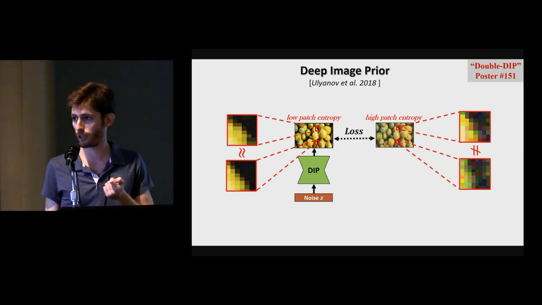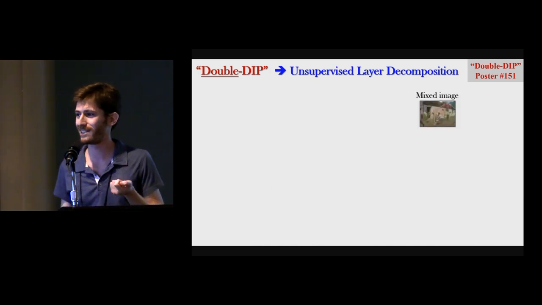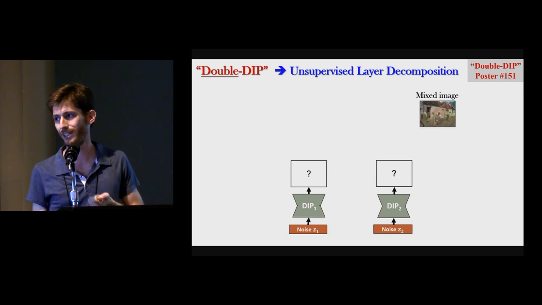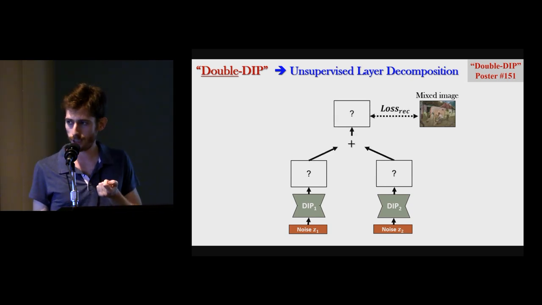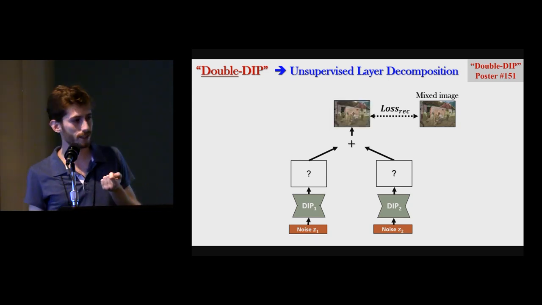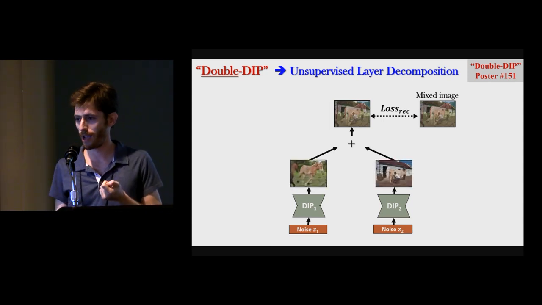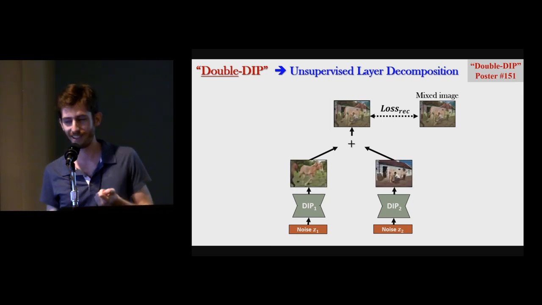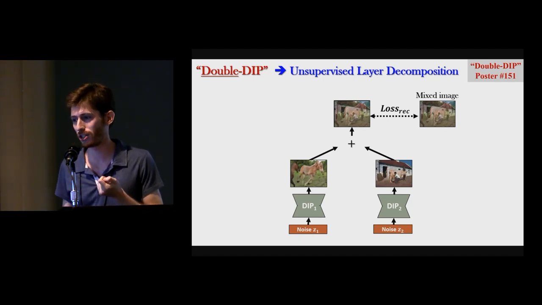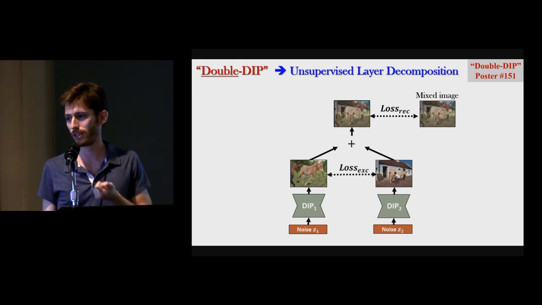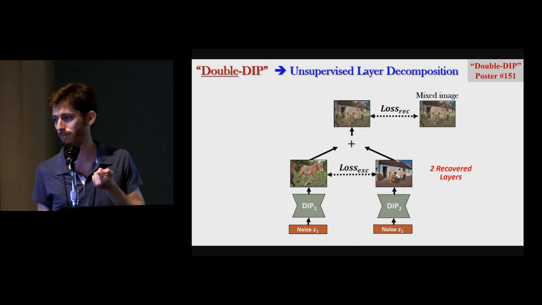Using this observation, we propose Double DIP for unsupervised layer decomposition. Given a mixed input, we train two DIPs so that their sum will reconstruct the given input. Eventually, this network will learn the image. But interestingly, when it does so, it tends to split the image into two coherent layers. It happens because this is the easiest solution. Each DIP learns the simplest distribution of patches. To further encourage it, we add an exclusion loss that makes the two layers uncorrelated. And this forms the two recovered layers of our algorithm.